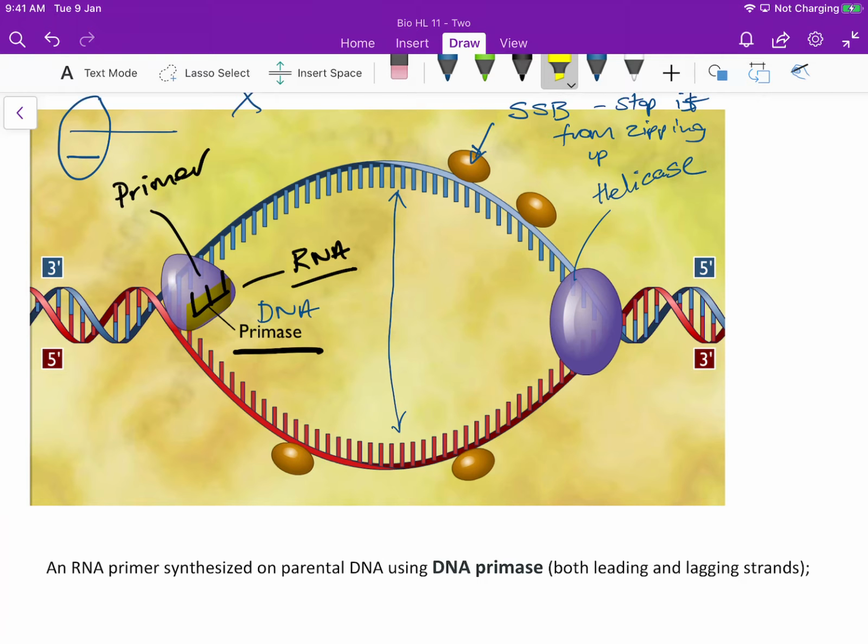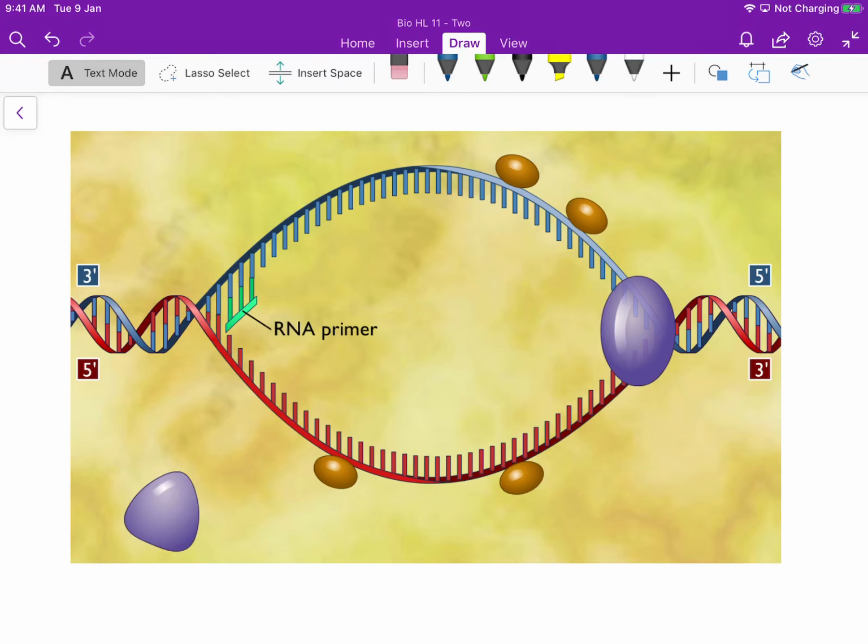So what we've seen is an RNA primer is synthesized, is made on the parental DNA, because both of those strands are parental DNA, using primase. And this is going to happen on both the leading and the lagging strands, but we'll get to that next. So here we see now we've got the RNA primer. And now we've got a double-stranded section which is going to allow our building enzyme to come and bind.